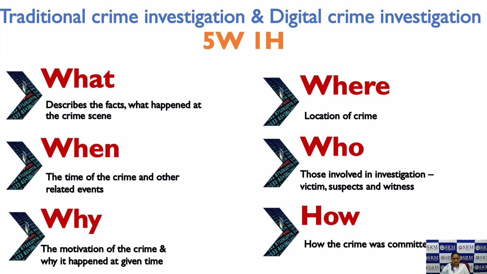Where means the location of the crime. Who? Those who are involved: the victim, suspect, and the witness. The correct word is suspect, right? Because unless it is proved, they are suspects only. And how the crime is committed or happened.